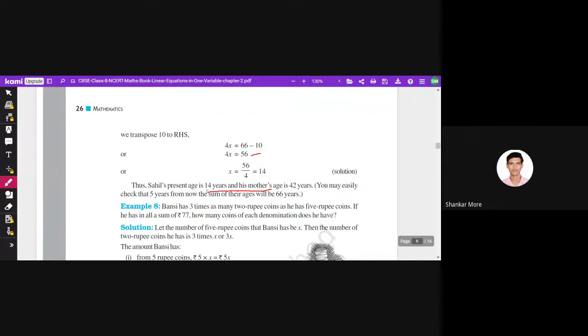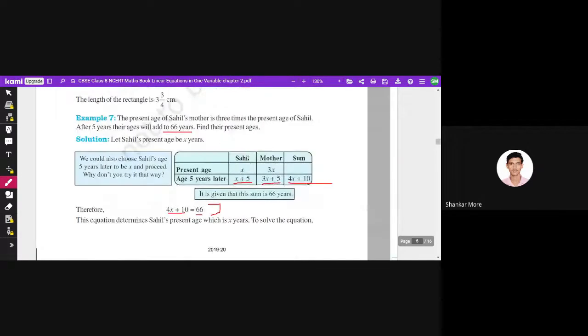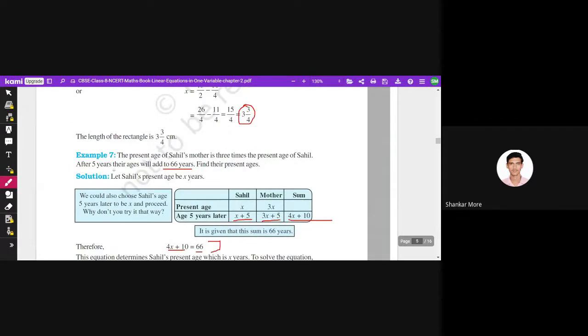Now अगर हम इन साहिल का 5 years बाद का जो एज निकालेंगे, so it is going to be 19, right? और उसकी मदर का अगर 5 साल बाद का एज निकालेंगे, so it is going to be 47, right? This is Sahil's age after 5 years. This is his mother's age after 5 years. Now, if you add both these numbers, you will get answer as 66. That means we have verified the second condition as well.